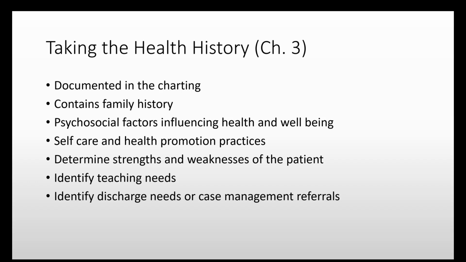When we take our health history, it is documented in the charting. It contains a family history. For family history, we generally go back to the grandparents, include the parents, and include any offspring. Most of you, I'm assuming, don't have children right now, though I know a few of you do. If you do, your children's health history goes in your family history if they have any medical problems. My son has asthma, therefore it's delineated in my family health history that I have a son with asthma.